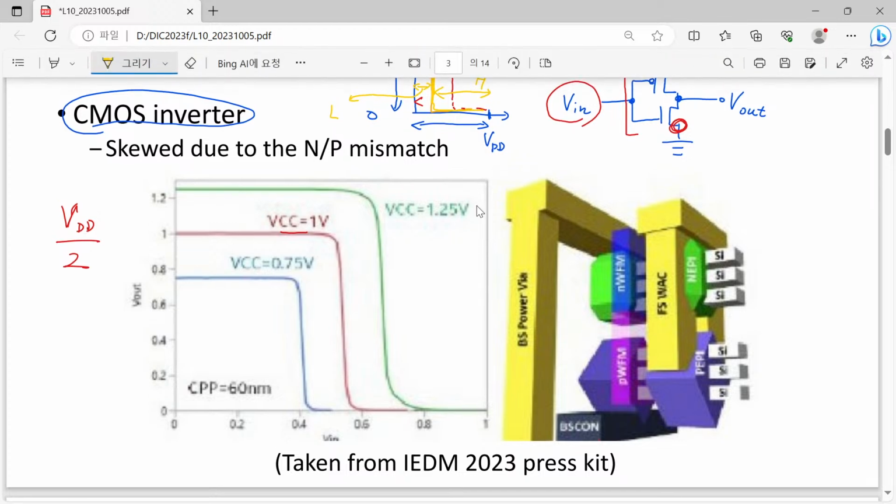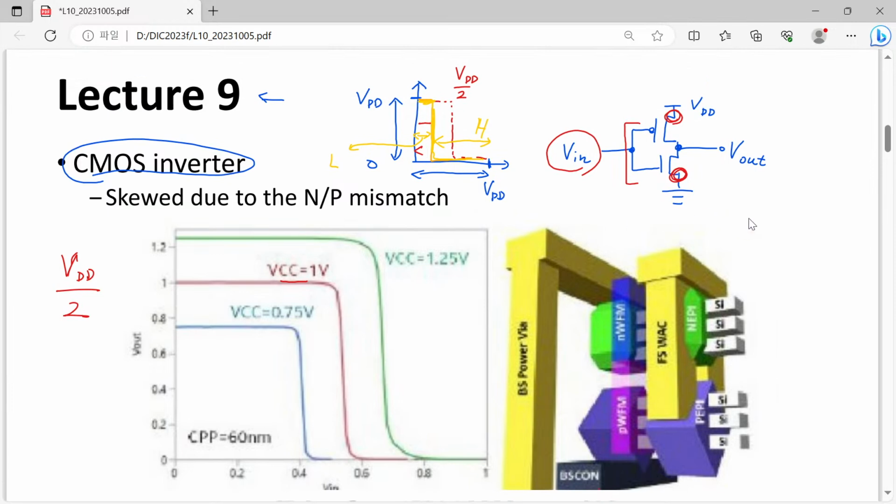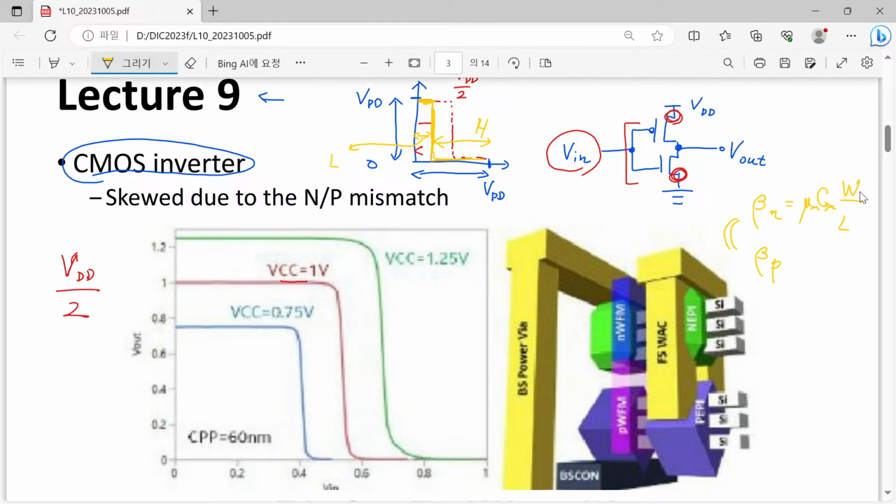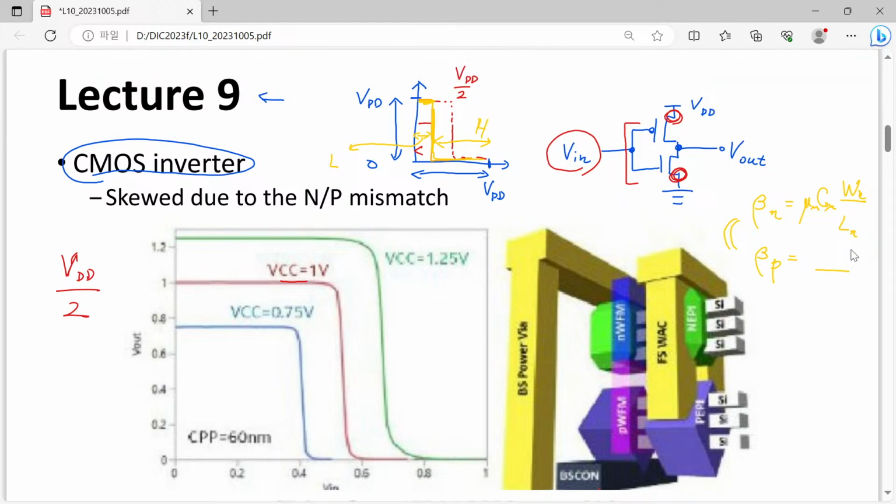Yes, so let me just restate his question. So he asked me, well, we wanted to match beta n and beta p. So if we perfectly match beta n and beta p, then we are more probable to have a well-balanced voltage transfer curve. And this one has mu n, Cox, and W over L of course for the NMOSFET, and we have a similar expression for this one. So his question was, is it difficult to match beta n and beta p?